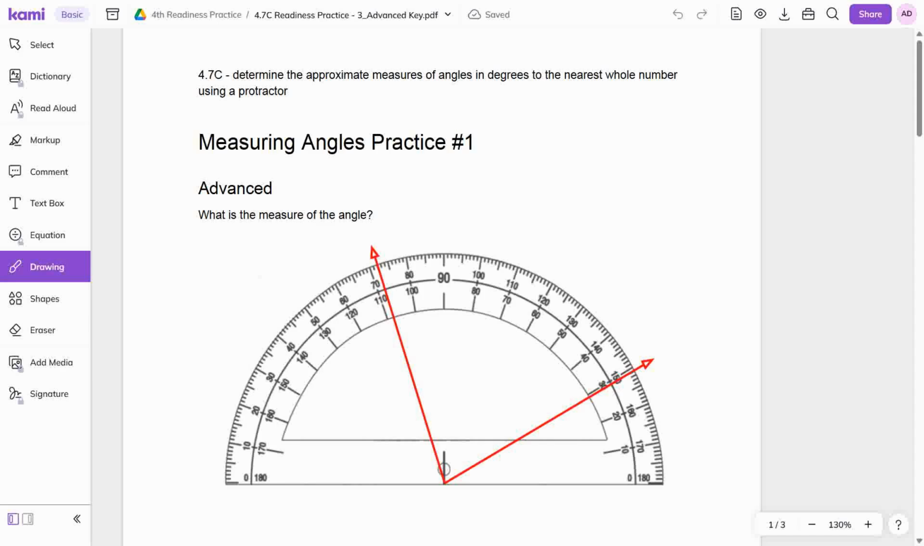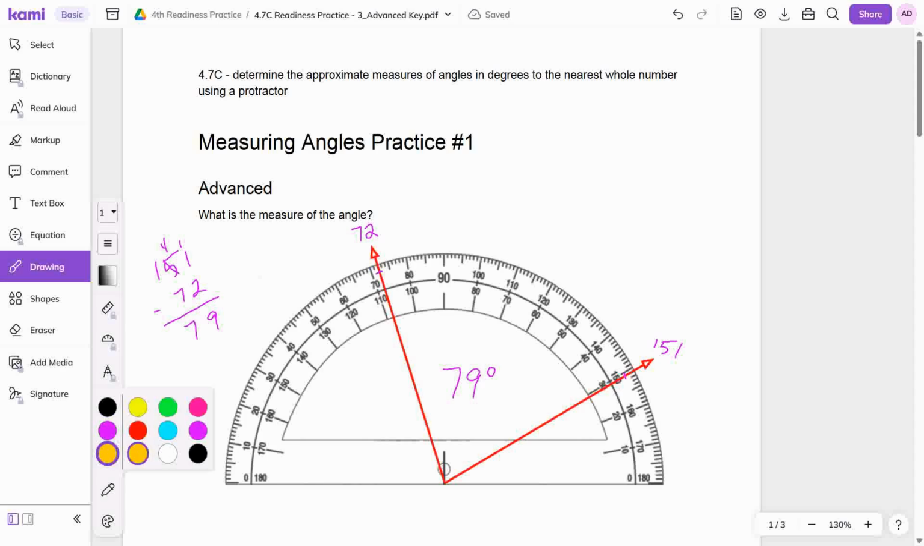If we want to look at the outside lines, we need to see where this ray passes through. You see this ray passes right 2 ticks past that 70. So that's going to be a 72. And then this is 1 tick past the 150, so this is 151. So we could simply subtract 151 and 72. And if we get those two, we're going to get the distance between these two, and that's going to be 79 degrees.